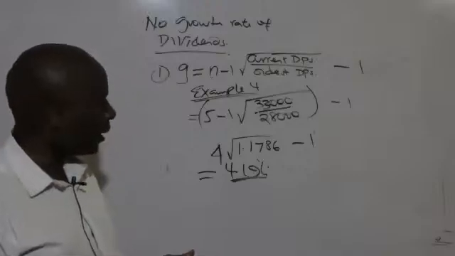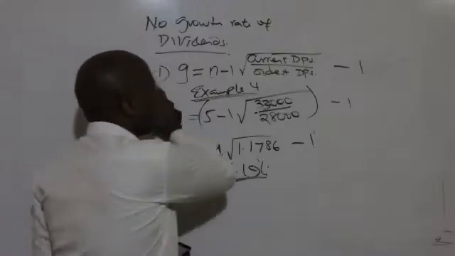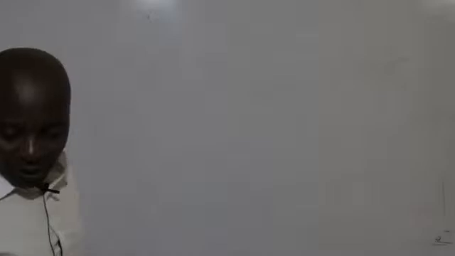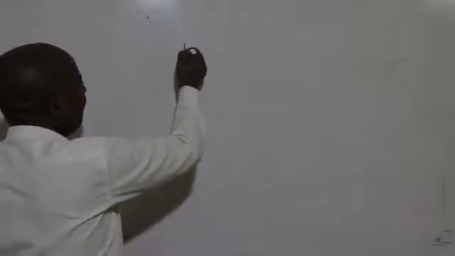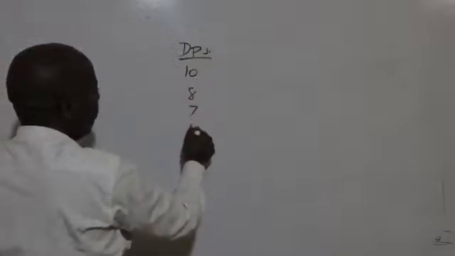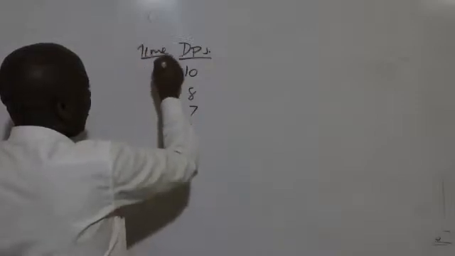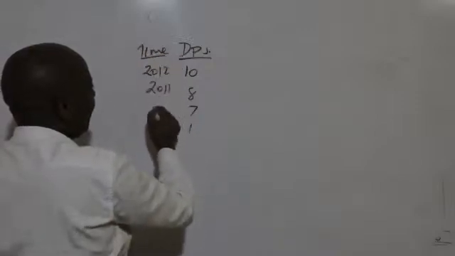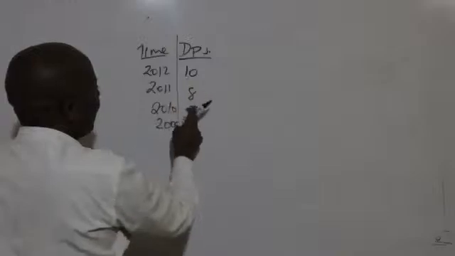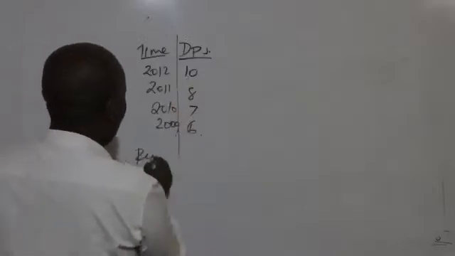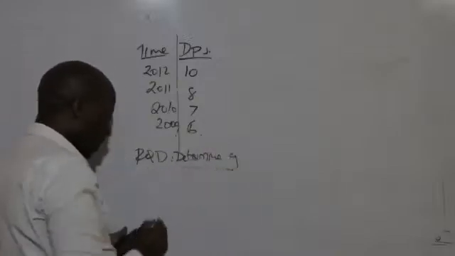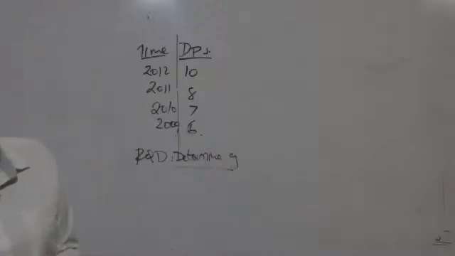That is example 4. Now, ladies and gentlemen, on this graph, you will get this kind of situation where the examiner gives you DPS of 10, 8, 7, 6, with time here: 2012, 2011, 2010, and 2009. The examiner will come and tell you to determine the growth rate of dividends. Let me give you 1 minute to try that out.